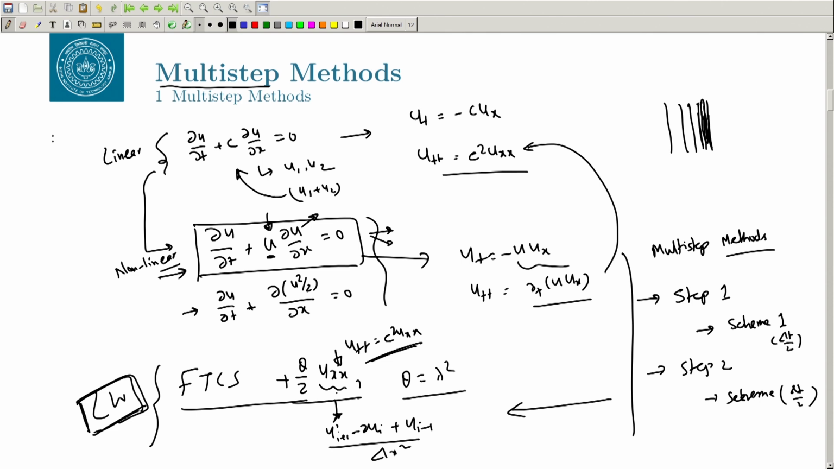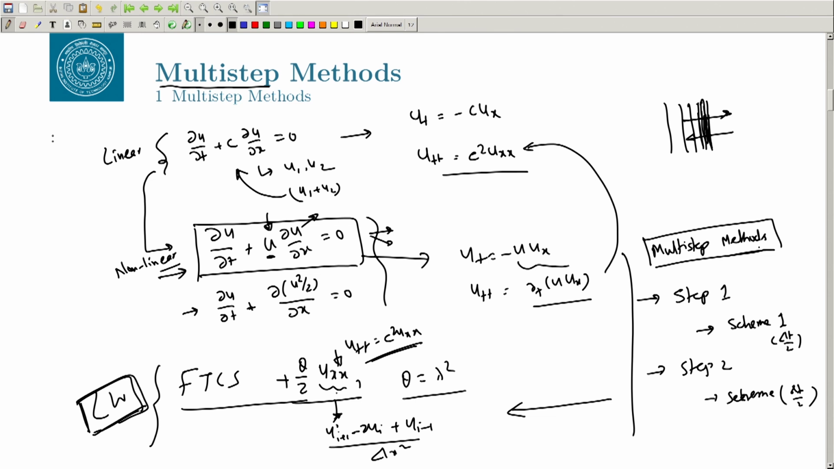So, we can combine 2 steps. For example, in one step we can go forward, and in the other step we can go backward. If we use that kind of method, then that approach may work for these problems which are highly nonlinear. That is another beauty of the multi-step method, that they work well for nonlinear problems.